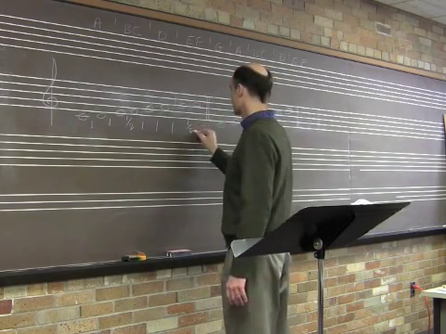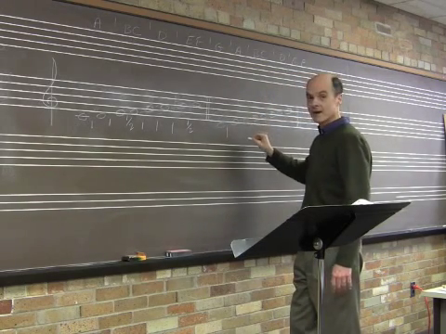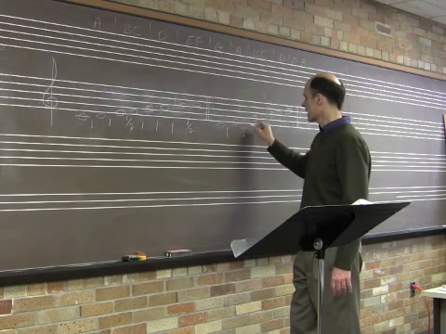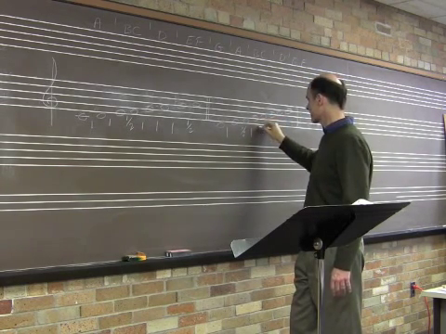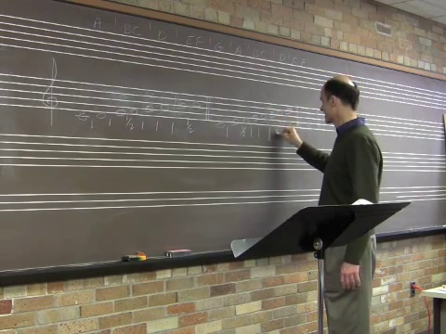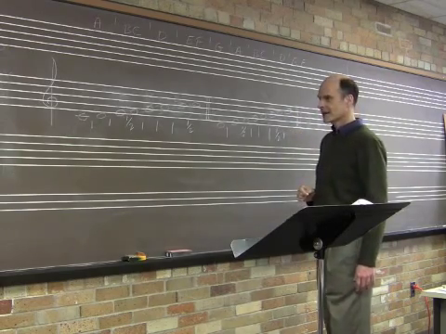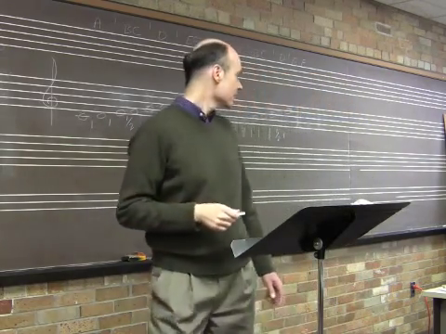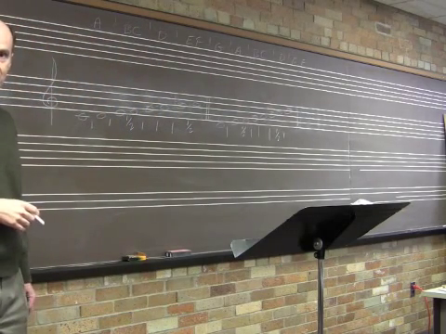How far is D to E? Whole step. How far is E to F? Half step. How far is F to G? Whole step. G to A? Whole step. A to B? Whole step. B to C? Half step. C to D? Whole step. Does that look different? Where those half steps fall looks a little different between the scales, doesn't it?